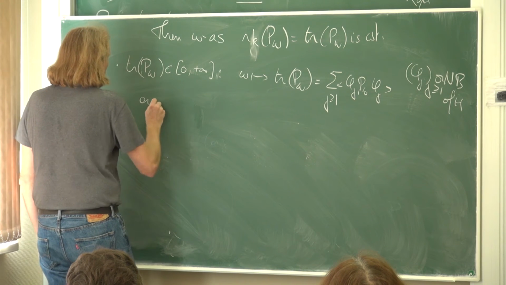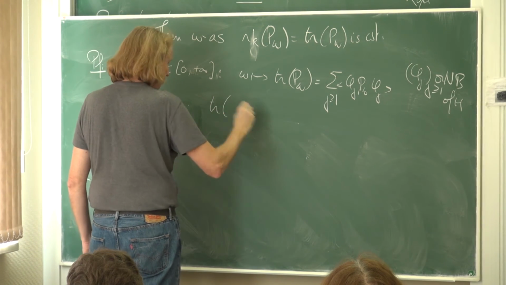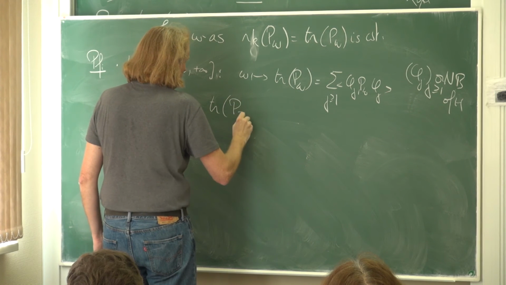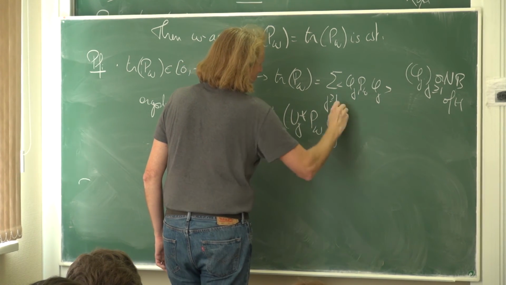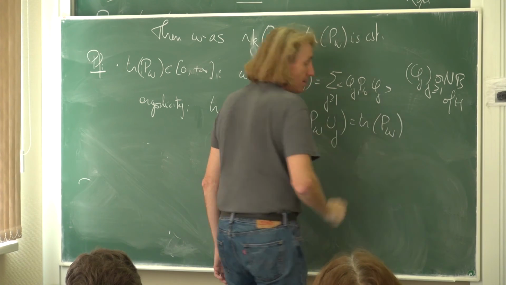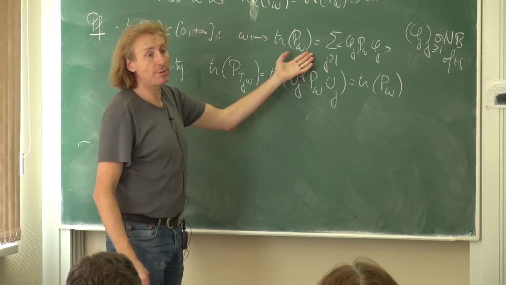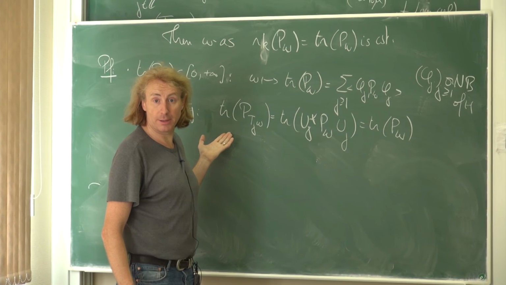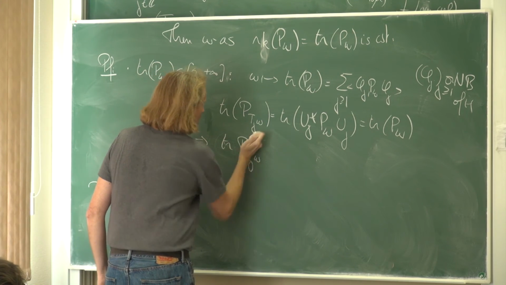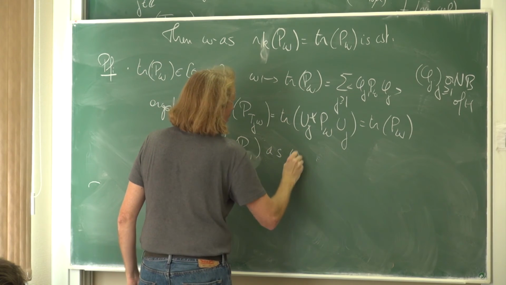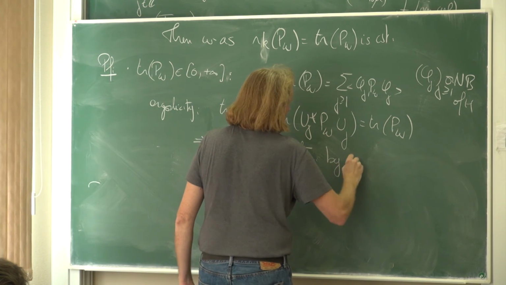But ergodicity tells us the following thing. It tells us that the trace of P of Tj omega is going to be the trace of Uj star P omega Uj. But this is, of course, the trace of P omega. The trace is invariant under unitary transformations. And so you have a random variable which is invariant under this ergodic family. So this is almost surely constant by ergodicity.